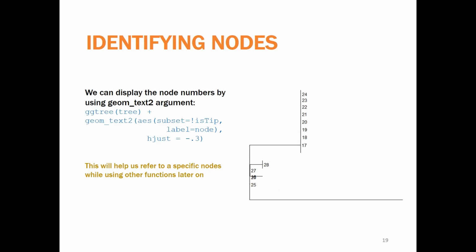And by doing this, we can utilize the node numbers if you want to, for example, zoom into a node. We know, okay, let's zoom into node 17, or let's zoom into node 27, just to get a more honed-in view of the tree. It's good to look at the different nodes for that.